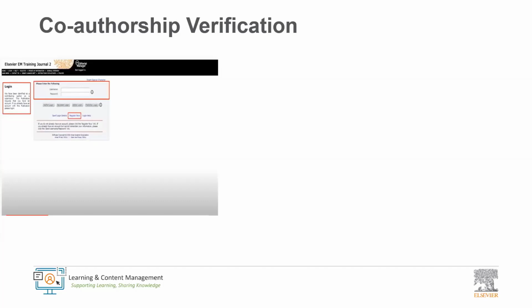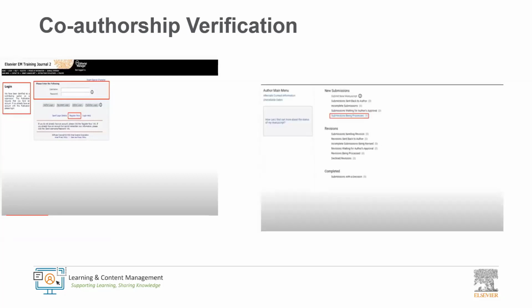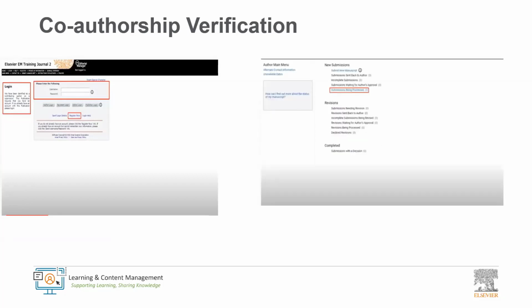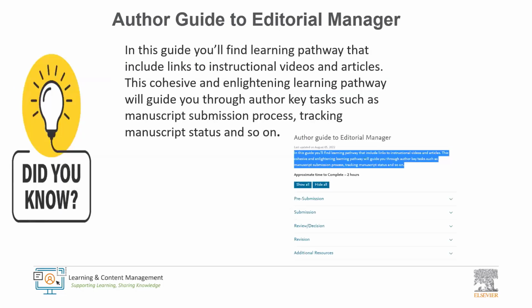You can view the status of the submission on your author main menu from the folder Submission Being Processed, as you could see here on the right side. Depending on the journal configuration, you may also receive up to 2 reminders to verify your co-authorship. We've also created a video on co-authorship verification, which is hosted on YouTube, and the link of it will now be posted to the chat section. So please bookmark it for your future reference.